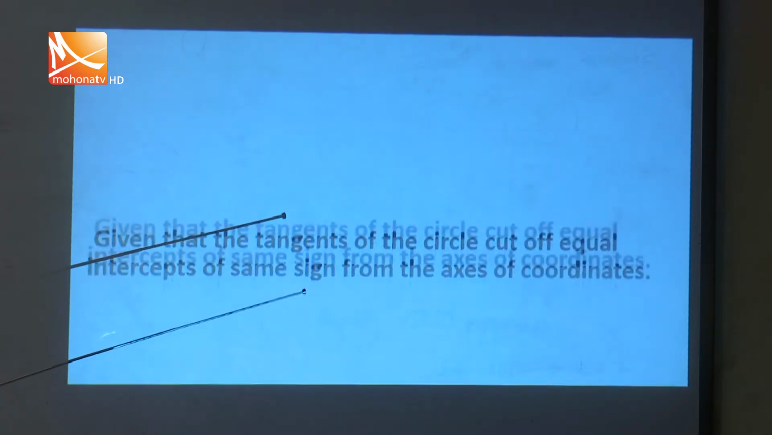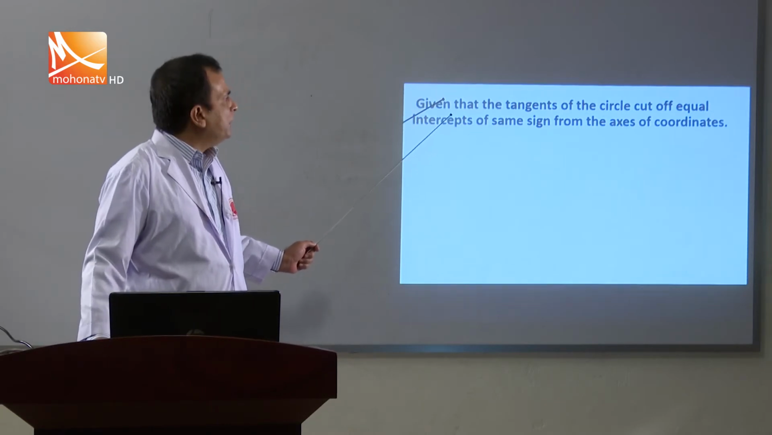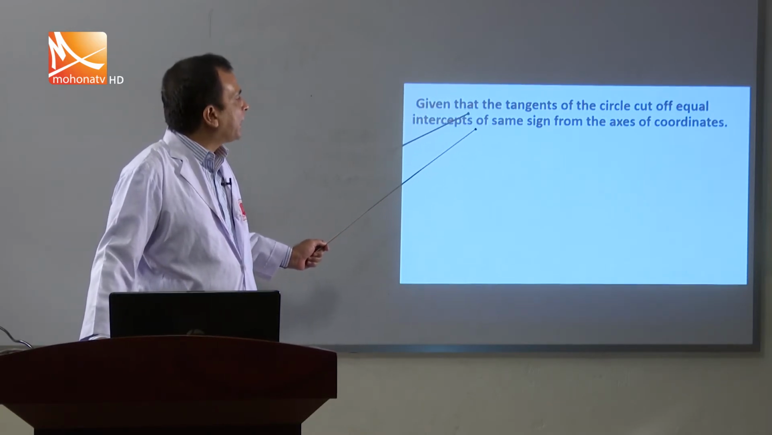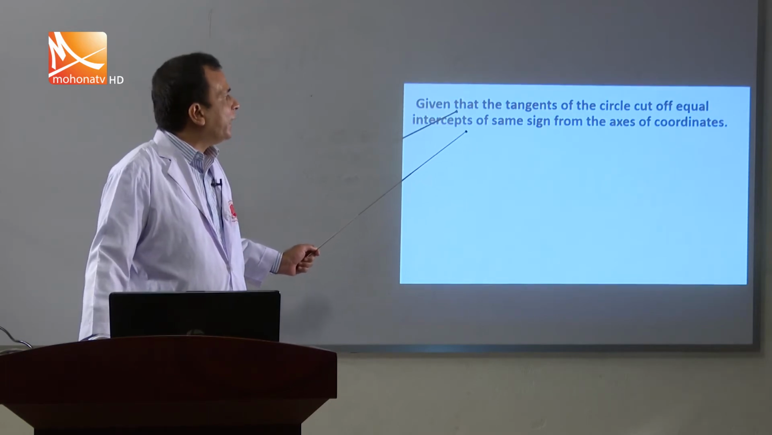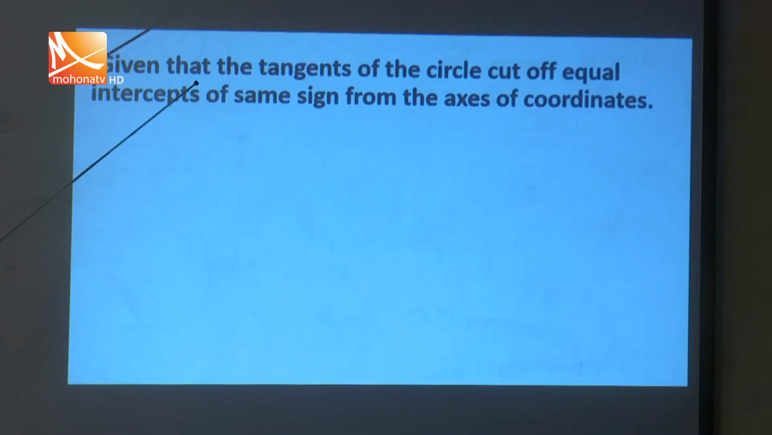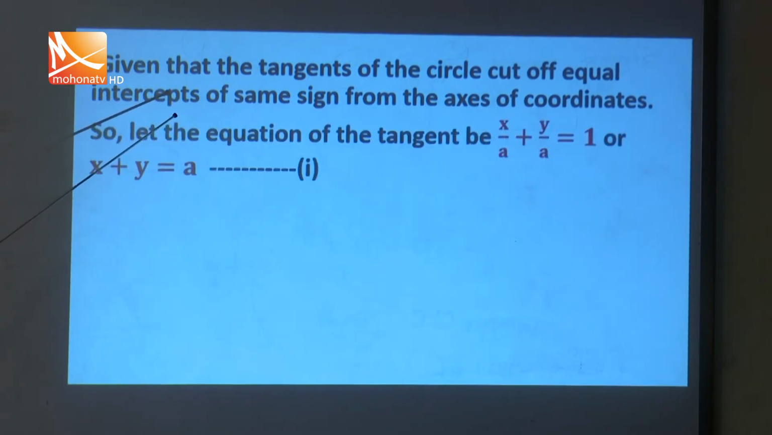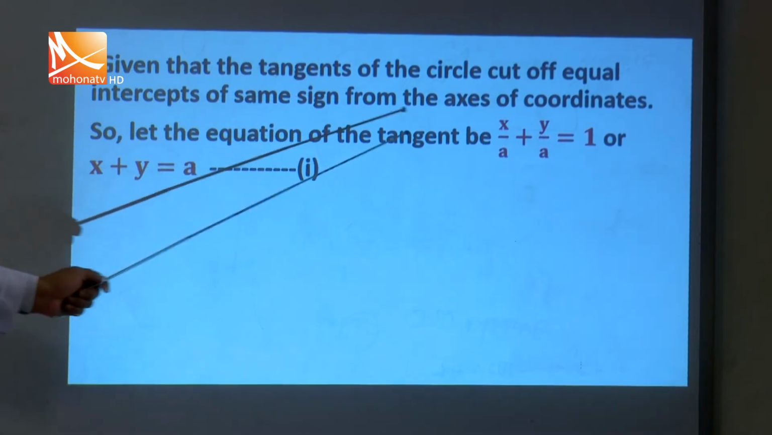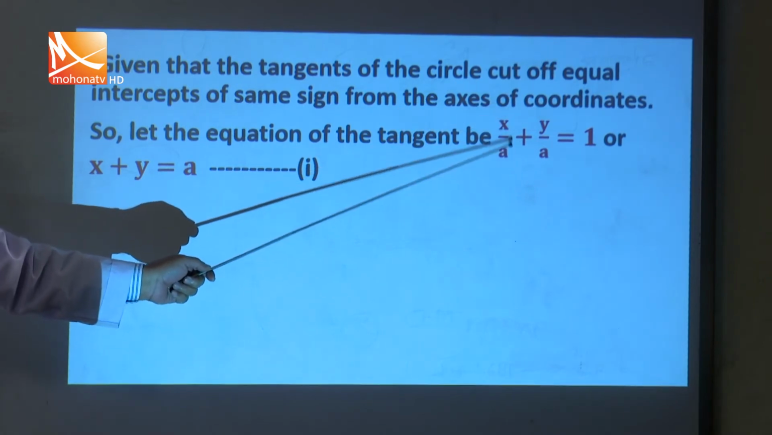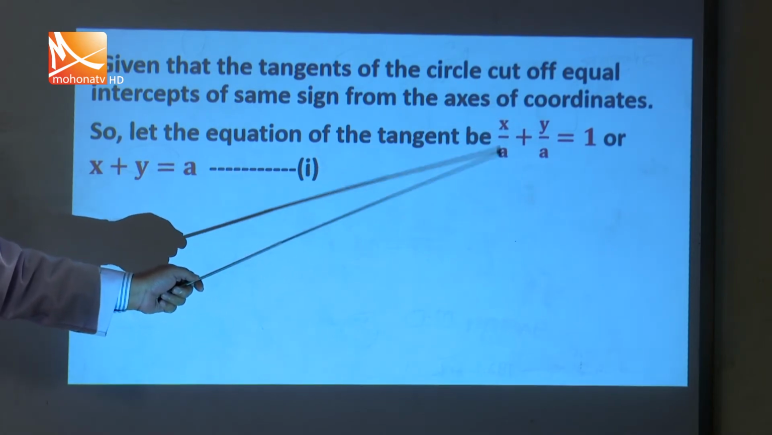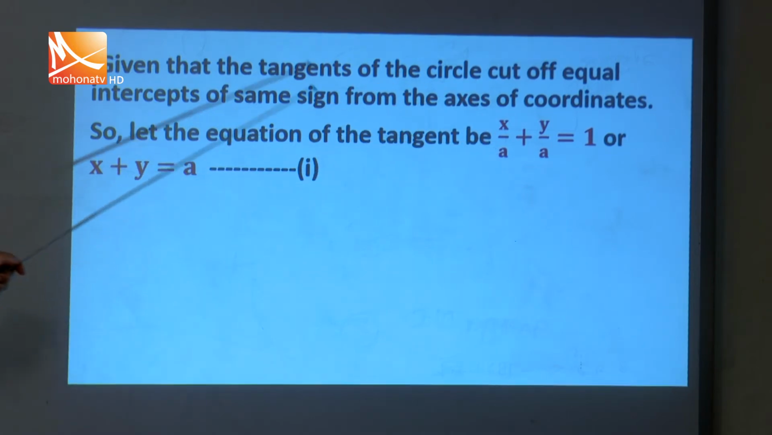Okay. Next one. Now it is also given in the question that the tangent of the circle cuts off equal intercepts of same sign from the axes of coordinates. So tangent is a straight line. You just see that let the equation of the tangent be x by a plus y by a equals 1. This equation of the tangent cuts off equal intercept a from both axes x and y, which is a.